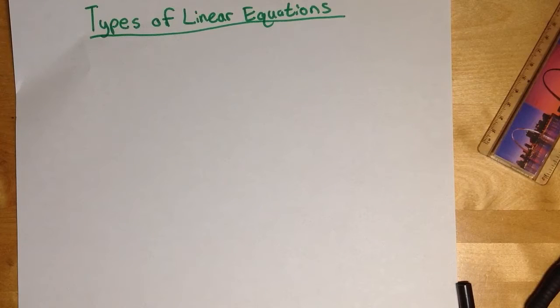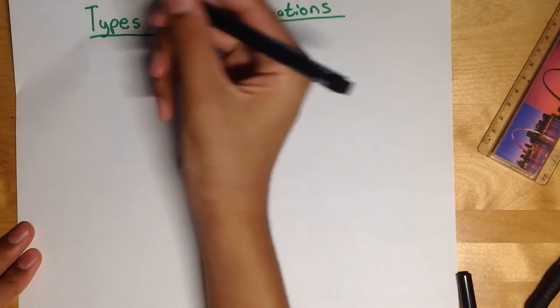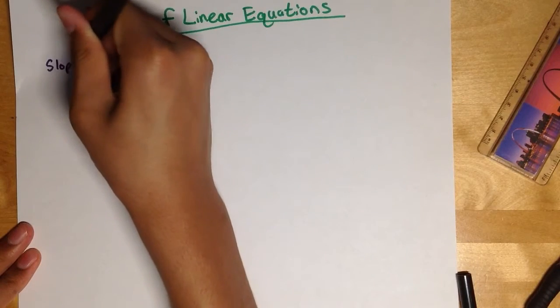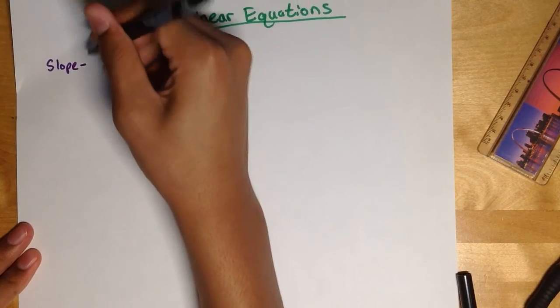Alright, let's take a look at the three types of linear equations that you're going to see. They're not really types so much as basically the different formats that you might run into. So to jump into it, the first and most useful, my favorite, is called the slope-intercept form. We discussed this a little bit before.